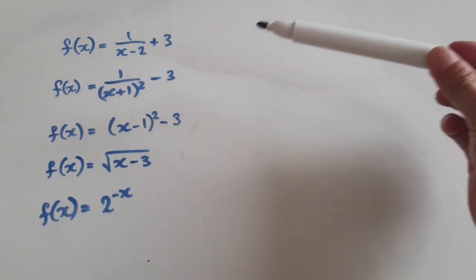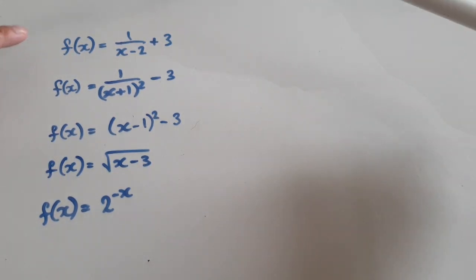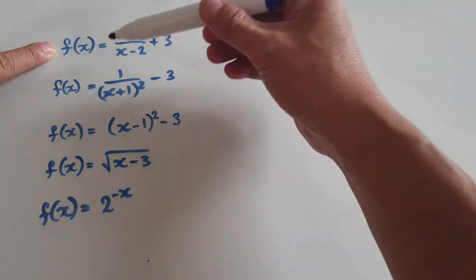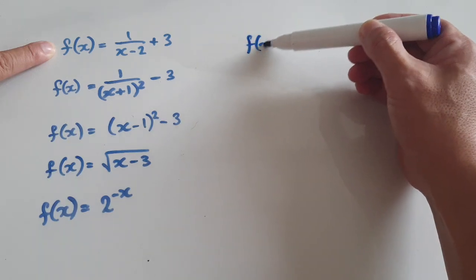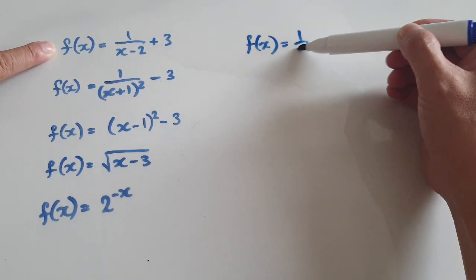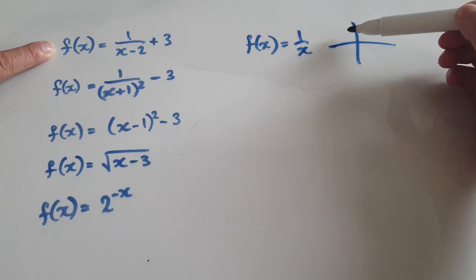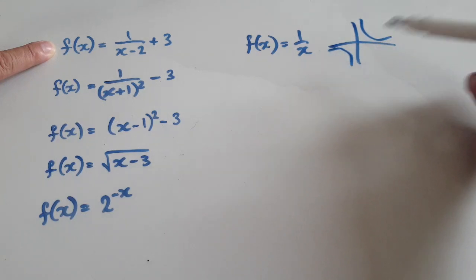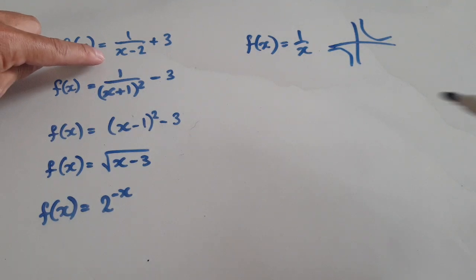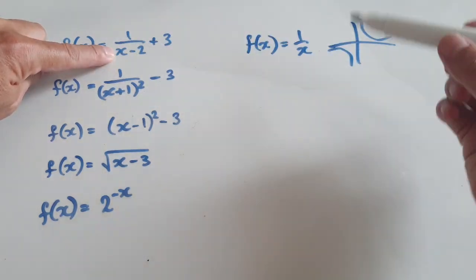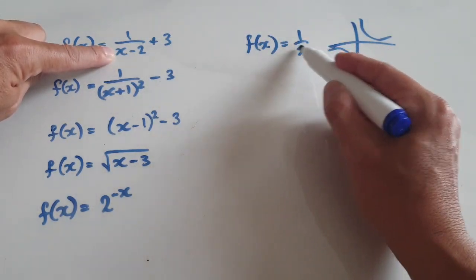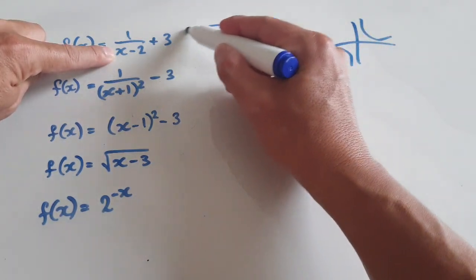In this video, I'm going to show you how you can sketch graphs by using transformations. So for this one here, let's try and sketch this function. Start out with f of x equals 1 over x, which will look like this. Remember, this is our destination. We're trying to get to this destination, so slowly transform this into this.